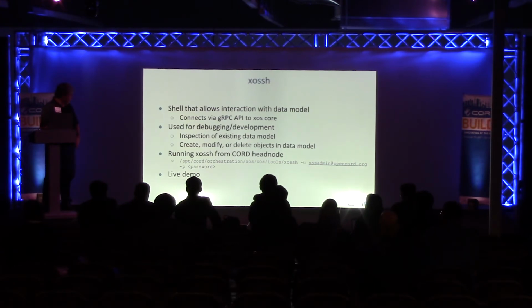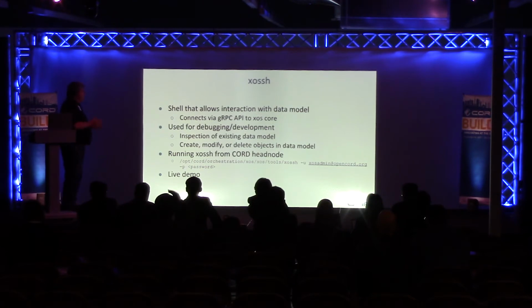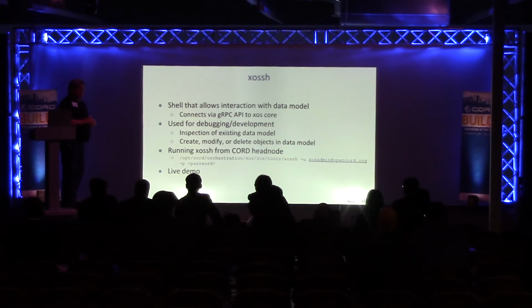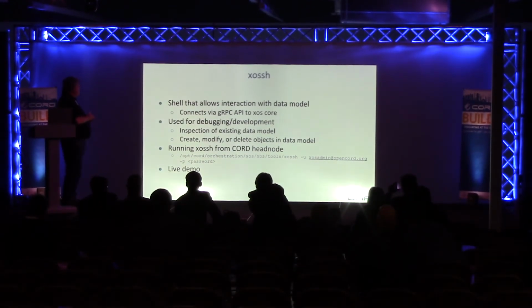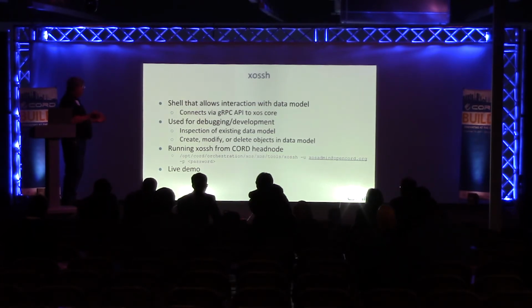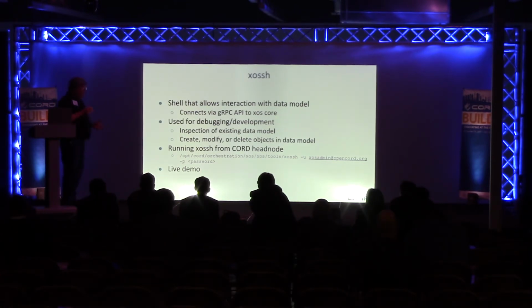So the final thing we're going to cover is the XOS SH Tool. This is designed to be an interactive shell that lets you interact with the data model. It connects to the XOS core container via gRPC API. So you actually do use this against a live core. You can run it against a running pod someplace. It's useful for debugging and development. You can use it to inspect a data model, as well as you can modify a data model by creating objects, deleting objects, modifying objects, etc.